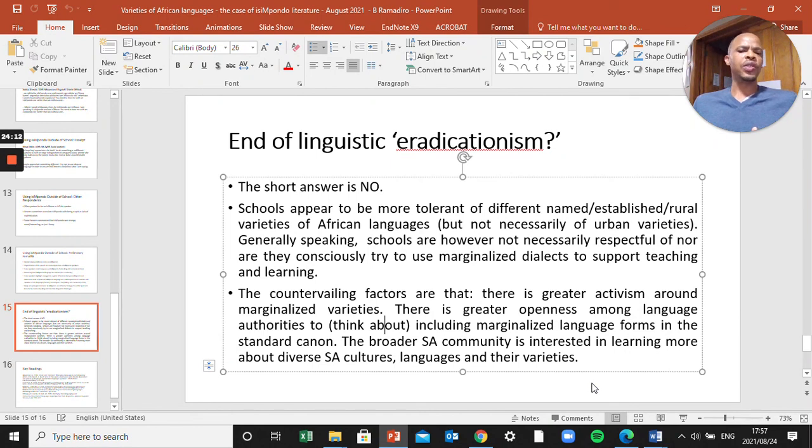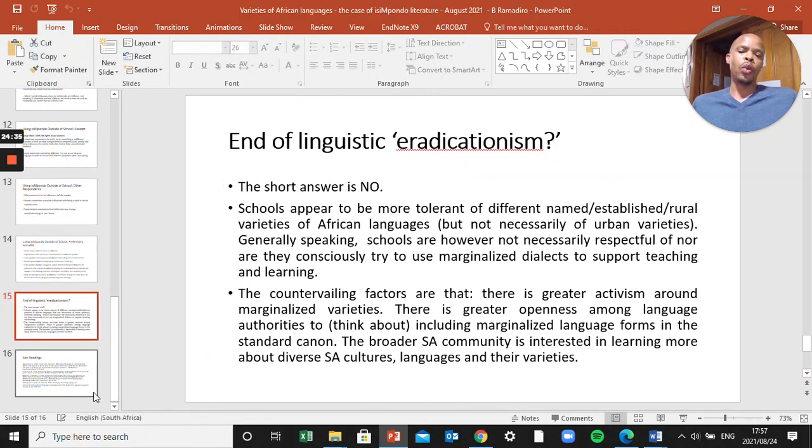But also in general, there is broad interest in South Africa in cultural and linguistic diversity. So that general support might mean that there is likely, perhaps in the future, to be more support for marginal and marginalized varieties of African languages.